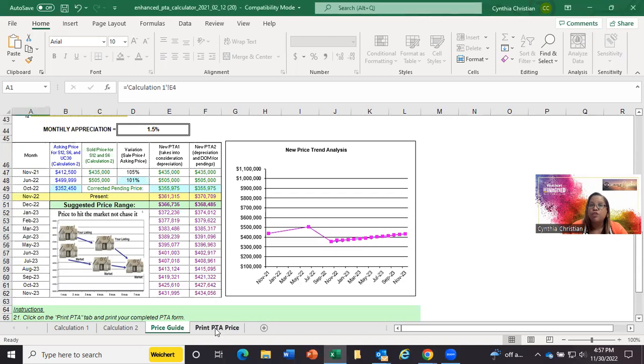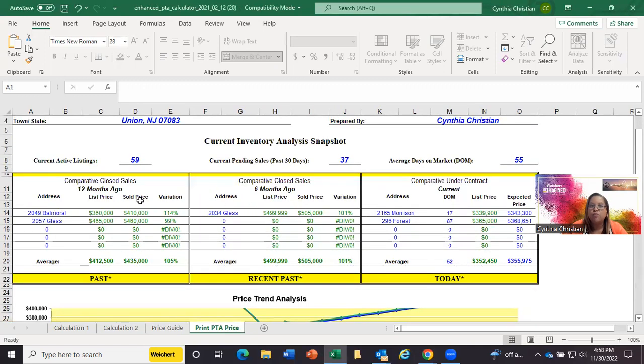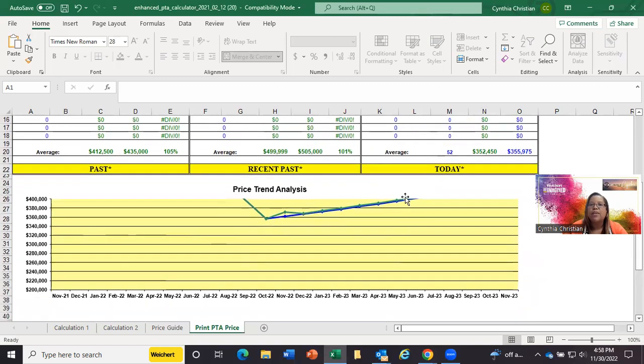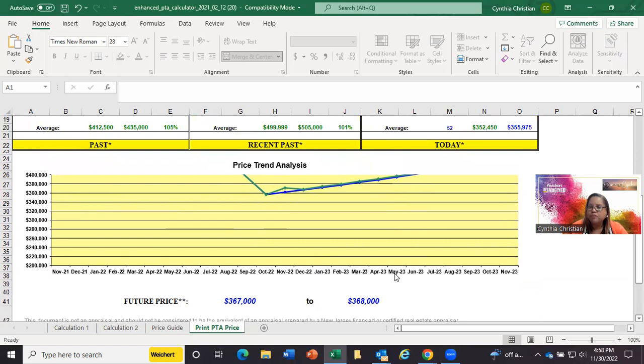Then we can go right over to the official PTA page. And here it has all the information that you put in of what's active, what's under contract, the data that you put in, closed 12 months ago, closed 6 months ago, currently under contract. And here is the future price for that house, between 367, 368. You might be able to tweak a little bit more, but if they list now, they have a better chance of going up, because you can see that we're trending still upwards.